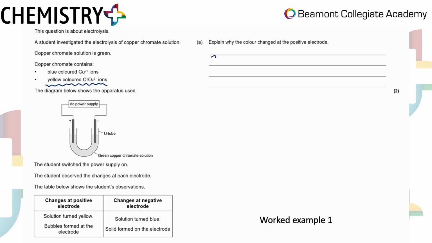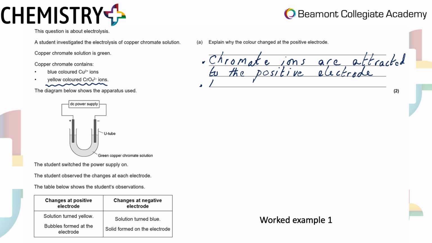So chromate ions are attracted to the positive electrode. And why? Because opposite charges attract.